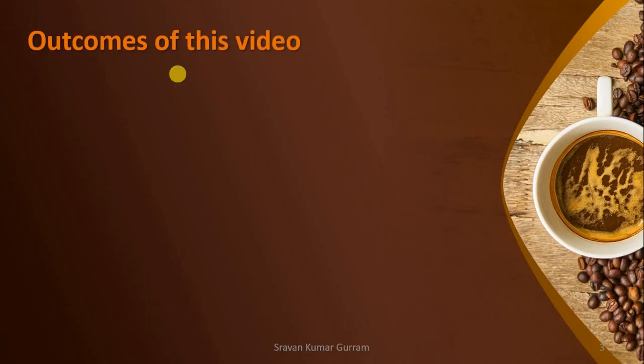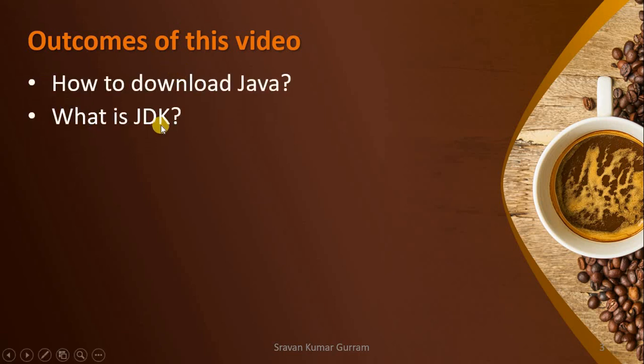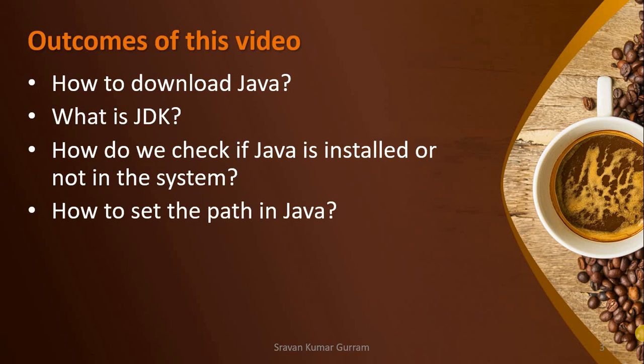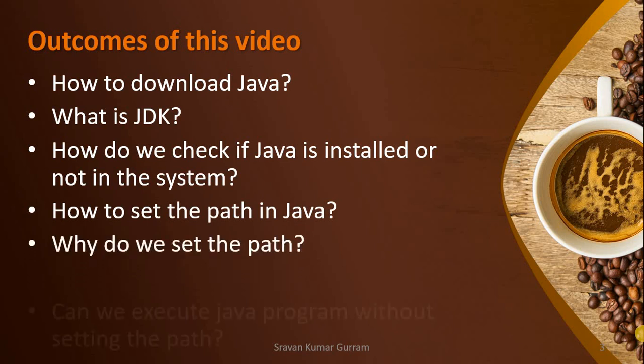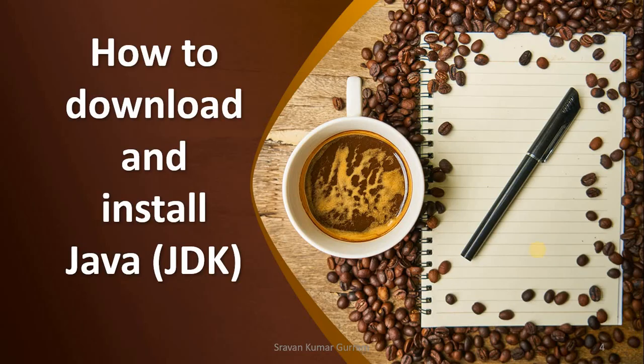After watching this video, you will be able to know how to download Java, what is JDK, how do we check if Java is installed or not in the system, how to set the path in Java, why do we set the path, can we execute a Java program without setting the path. Now let us see the steps, how to download and how to install Java.